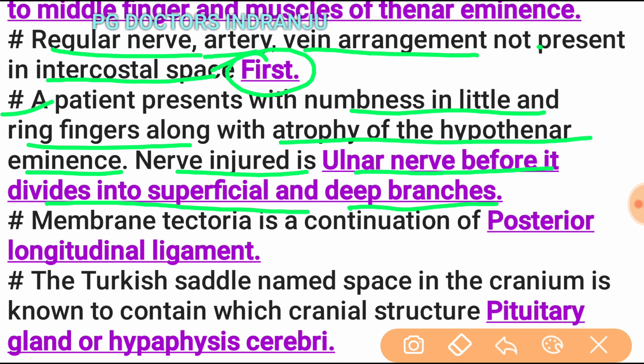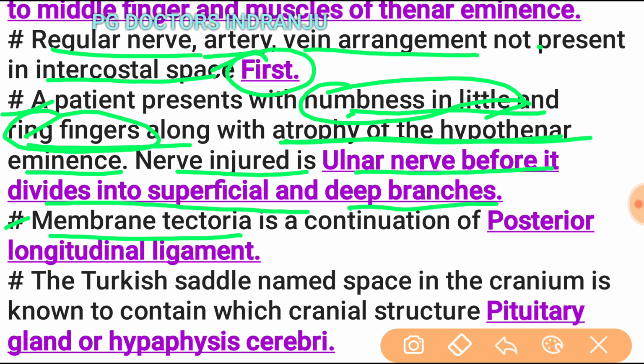Due to the question, it is given that there is numbness in the little finger and ring finger along with atrophy. Here numbness is given and hypothenar is given, which are supplied by the ulnar nerve.